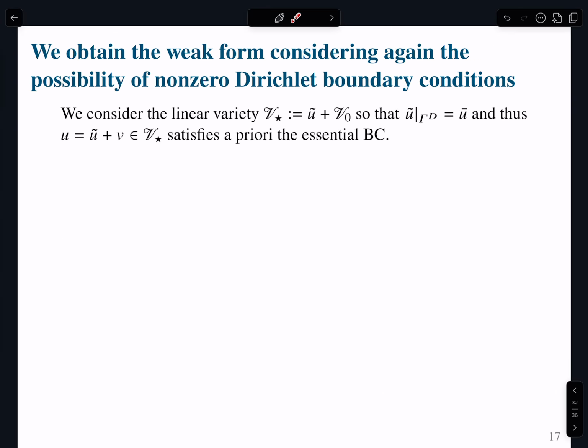Okay. So now we're playing the same trick. If there is a part of the boundary where we want to prescribe the Dirichlet boundary condition, like a non-zero Dirichlet boundary condition, we form our linear variety, right? And if you recall, a linear variety, we call it V star, is essentially a translation. So this notation makes no sense, right? Because you are basically adding a space to a function.